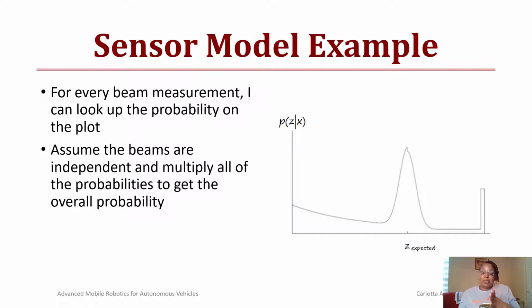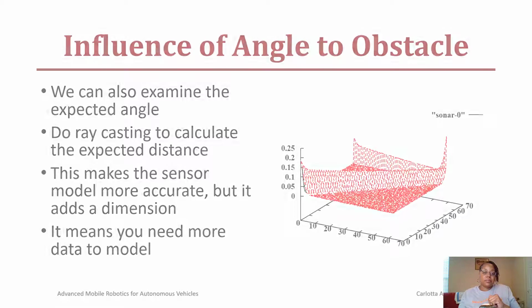Then I have my expected reading with the Gaussian distribution. Then I have my uniform probability for any arbitrary object that I encounter in the world. And then I have my maximum range on the end as well.